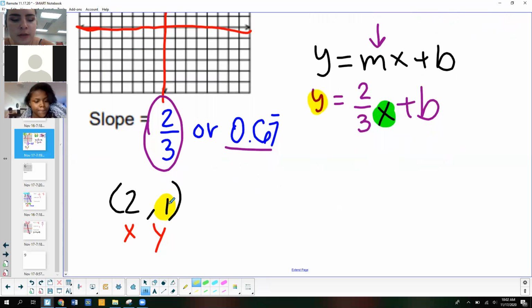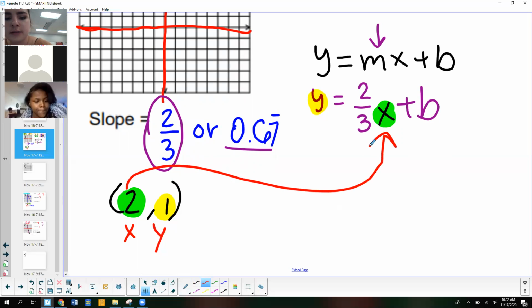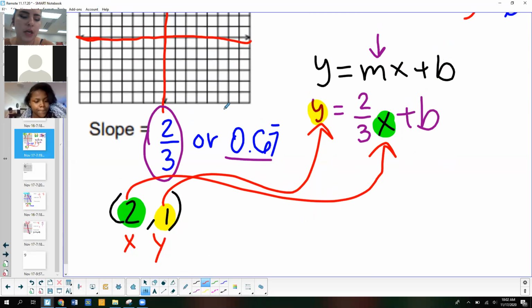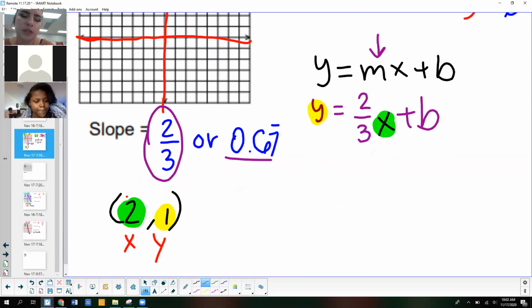So I've got my 1 and I've got my 2. I'm going to go ahead and plug in 2 for x and 1 for y. I'm going to get rid of these arrows, but I want to explain what I'm doing. I'm taking a point that goes through the graph, because we're finding the equation of a line that goes through this point, so it's already a point that we know. I'm going to use it and substitute it in for our missing values.